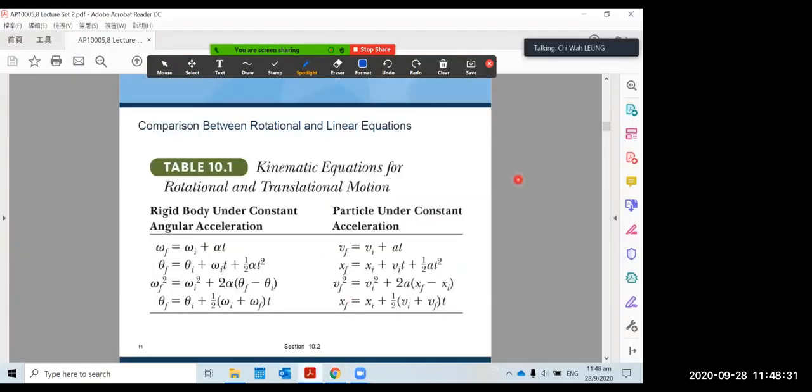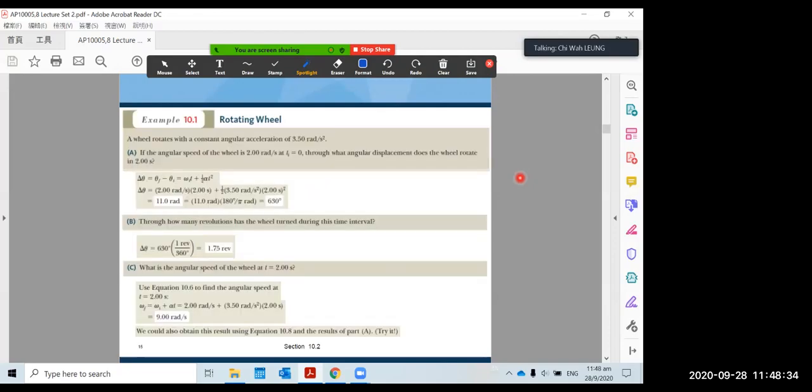Now, let's come back to the equations here. We have some other examples concerning rotational motion. Maybe I just take a look at one of them. You have an object rotating with a constant angular acceleration of 3.5 radian per square second. The angular speed is 2 radian per second at t equals 0. What is the angular displacement of the wheel after 2 seconds, basically?